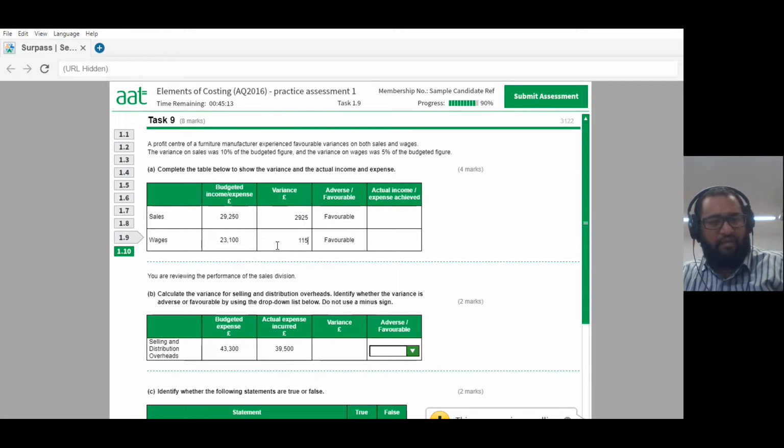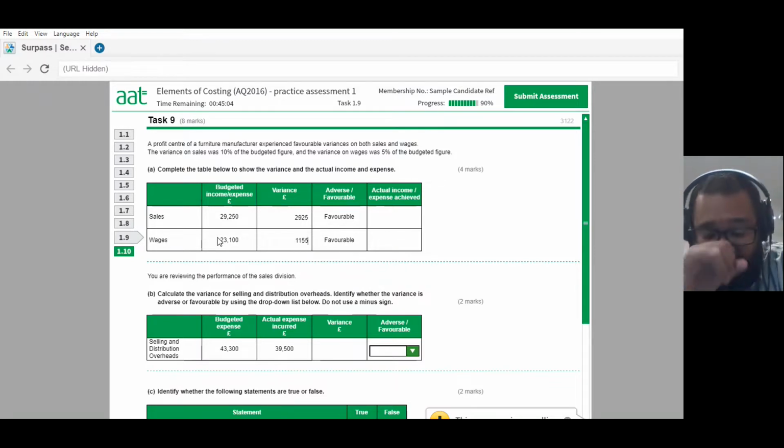1,155, 1155. But now they ask you to calculate your actual income and your actual expense achieved. So when it comes to variances, if that is favorable, when it comes to sales, the actual income has to be higher, isn't it? Because you budgeted for £1,000 income, and if you earn 1,100, it is good for you. So therefore, it's a favorable.